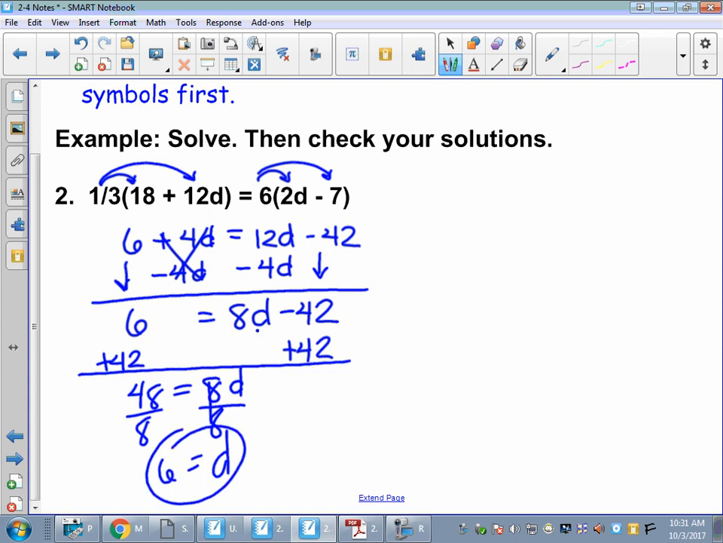Same thing when you check here, you plug them in. Your two sides of your equation will not match up until the very end. I'm not going to have you check today only because sometimes the check gets more complicated, but I want you to understand that it could happen. You could do it. You plug in the value for the variable and the two sides should match up.